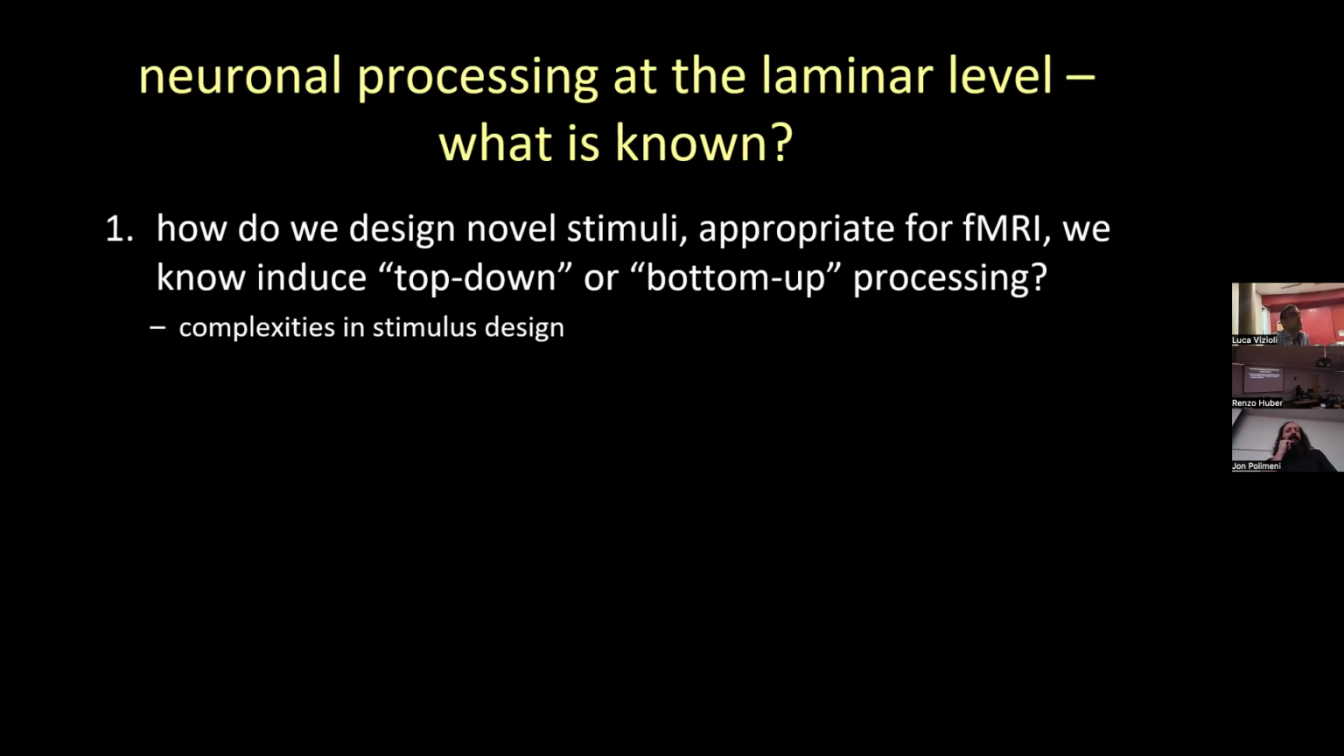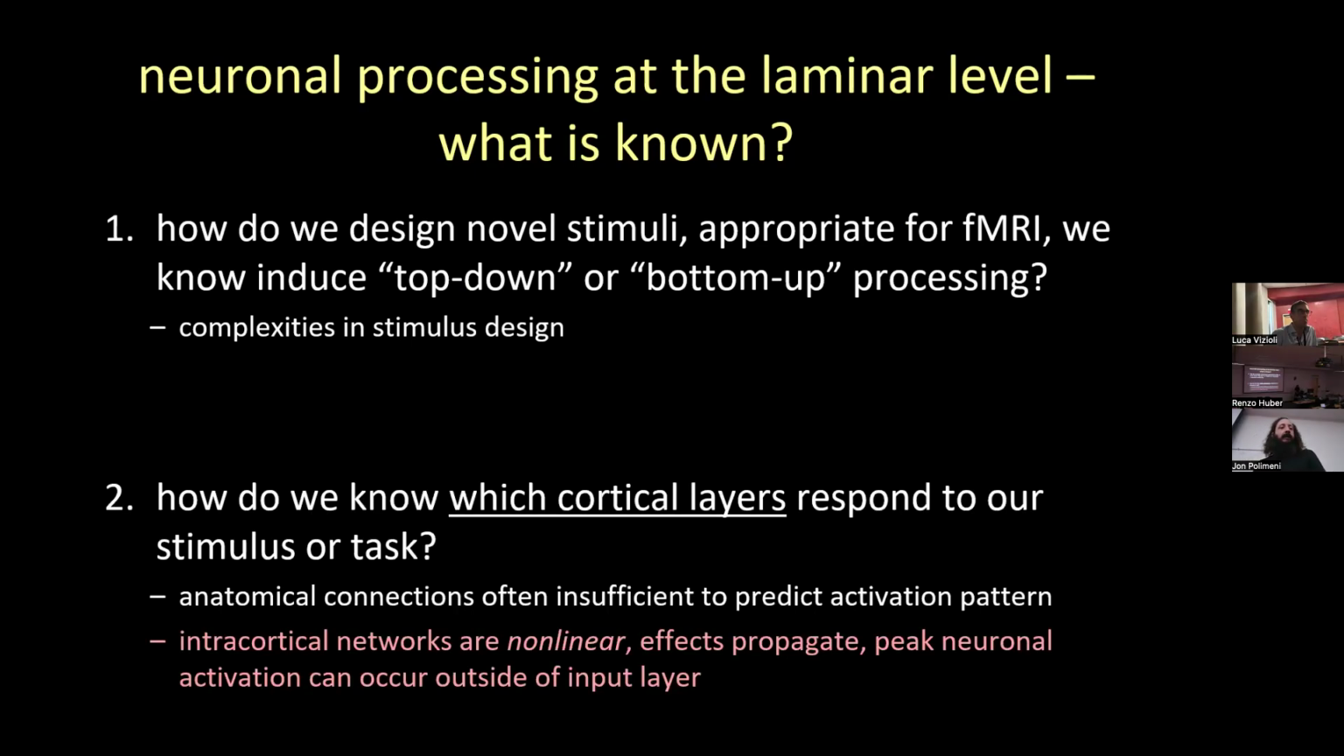Also, as I mentioned, not a lot is known about neuronal processing at the laminar level. So it makes it difficult to design novel stimuli that are appropriate for fMRI that we know can induce top-down or bottom-up processing. There are a lot of complexities in stimulus design. And as I mentioned, it's often not clear which cortical layers are going to respond to our stimulus or task. As mentioned, these anatomical connections are often insufficient to predict the activation patterns. And intracortical networks are really nonlinear. Effects can propagate rapidly from one layer to the next, and so the peak neuronal activity can occur outside of the input layer.